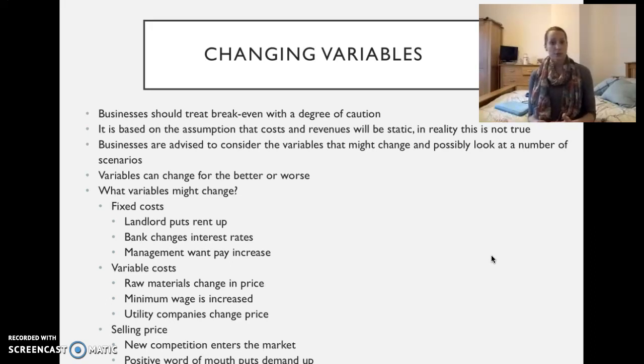You're also advised to consider that these might change and possibly look at a number of scenarios. So variables can obviously change for the better or worse, we know that. So think about the variables which might change. Our fixed costs. Landlord could put rent up, council tax could increase, bank charges may increase, maybe management want a pay increase, salaries increase, perhaps there's a downturn in the economic market and for whatever reason, your business gets flooded. There is a huge amount of variables involved. New competition may enter the market, and positive word of mouth puts demand up. So remember, it's about understanding your customer, another screencast we'll be covering, and making sure that you are able to understand who that customer is, price your product accordingly, and ensure that you've considered all the variables. So these are variables you're going to need to consider and illustrate that you understand may happen in your business plan.